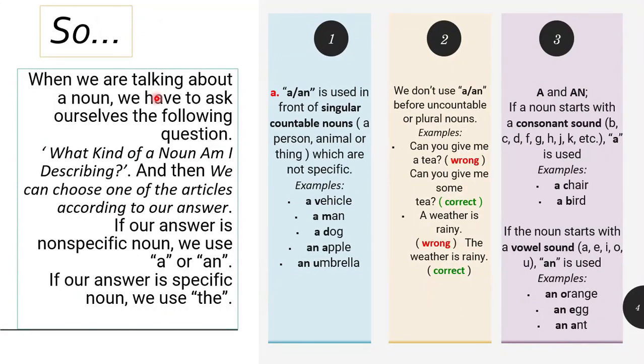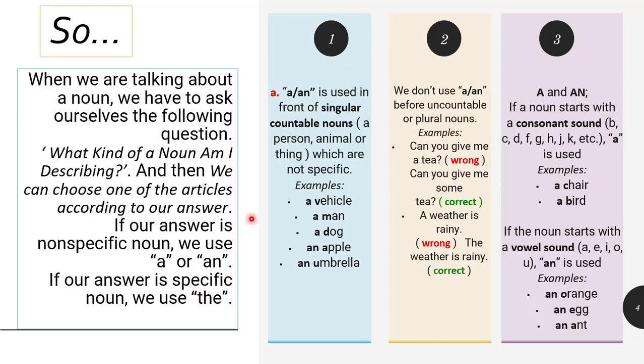So what to do with the article? When we are talking about a noun, we have to ask ourselves first, what kind of noun am I describing? Then we choose one of the articles according to our answer. If the noun is not specific in our mind, we only need to use a or an. If the answer is specific, it is not any kind of noun, but only the noun that you want to mention, it is with the.